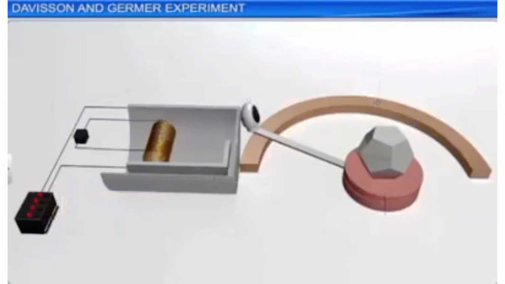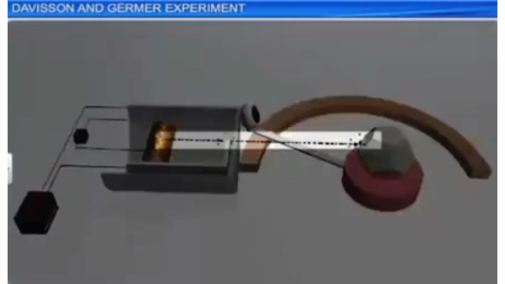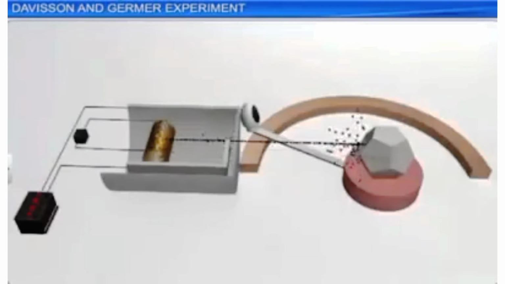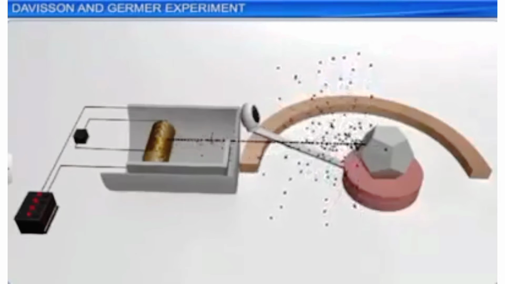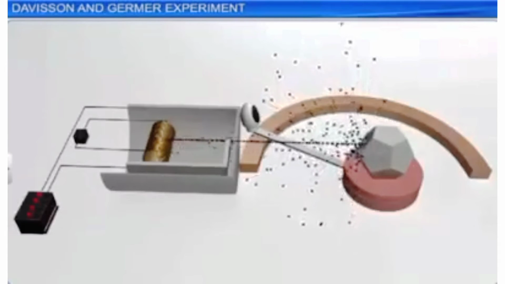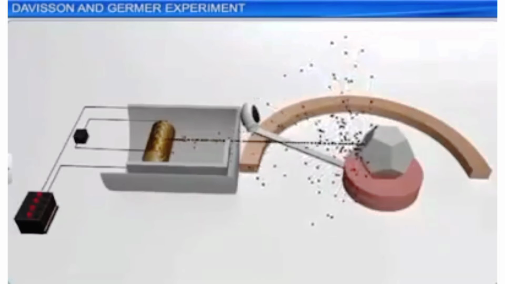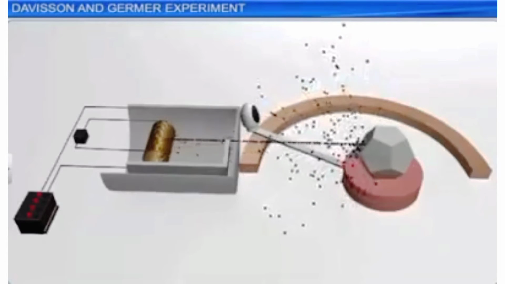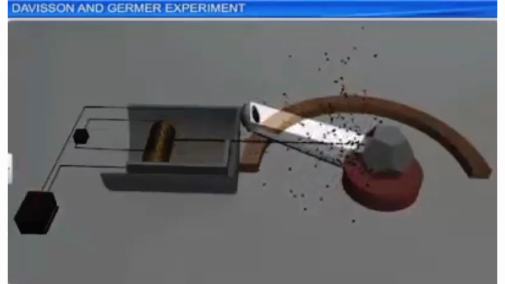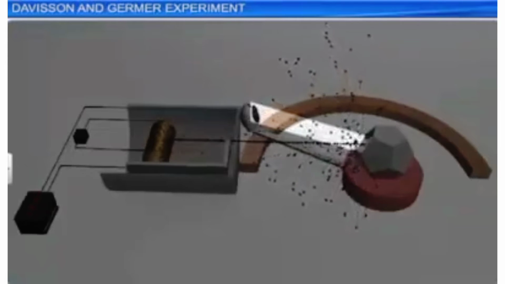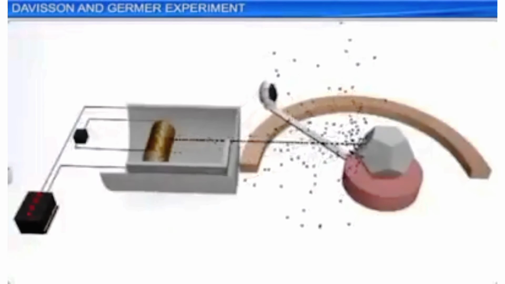The electrons thus emitted are passed through a cylinder with a pinhole along the axis, producing a fine collimated beam. This collimated beam is directed to fall on the surface of the nickel crystal. The electrons are scattered in various directions by the atoms of the crystal. The intensity of the electron beam scattered in a given direction is measured by the electron detector or movable collector.